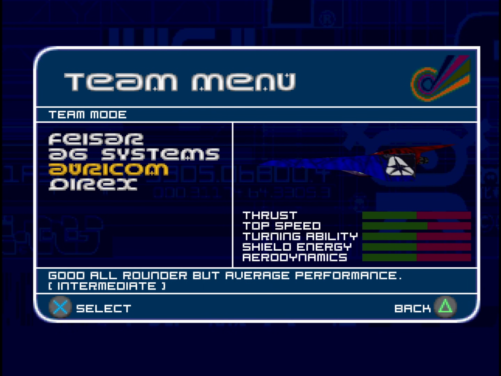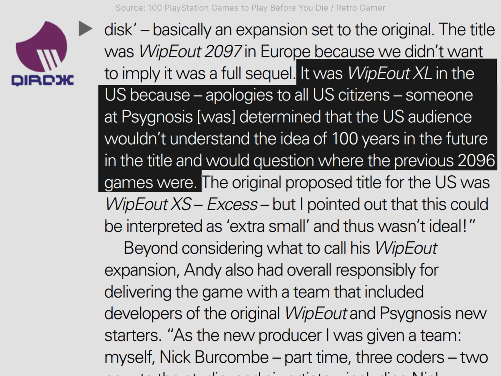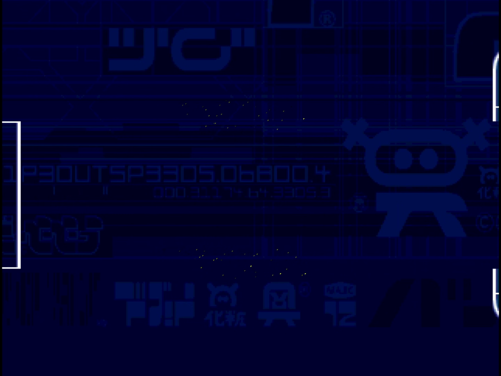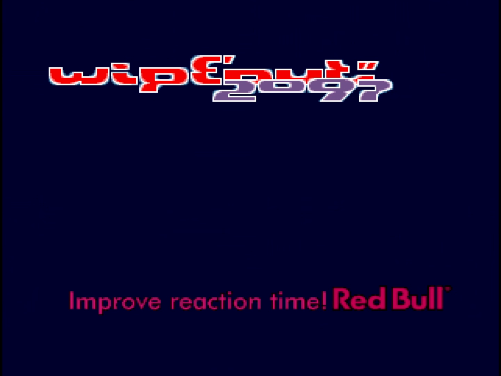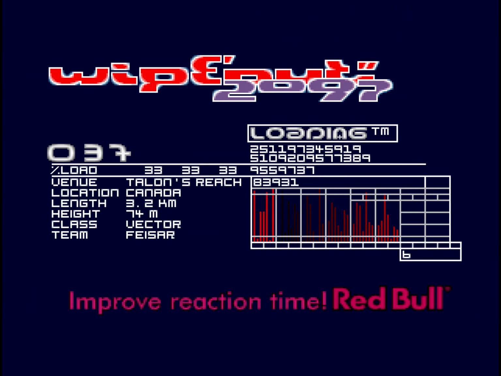The second Wipeout, Wipeout 2097, also known as Wipeout XL, because according to Psygnosis, American players would not understand the concept of a game set in the future and would ask where the other 2096 games are. They said it, not me. It was supposed to be an expansion pack of sorts for the first game, but during the process of turning into a full-blown sequel, you can see that the more and more synced work of TDR and Psygnosis made the UI look so much better here.